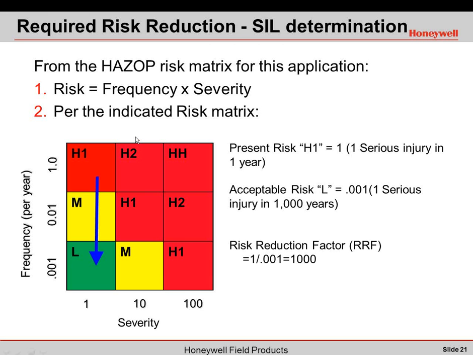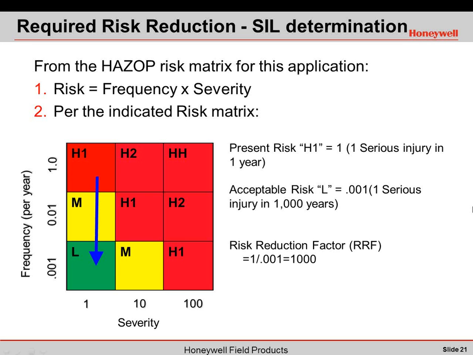So from the HAZOP risk matrix or the LOPA risk table for your particular application, now that would be your process plant. Remember, we said that risk is the frequency times severity, and we have this risk matrix. So we'll see here along the left side we could have one incident per year, which would be one serious injury in 1 year, or one serious injury in 100 years, or one serious injury in 1,000 years.